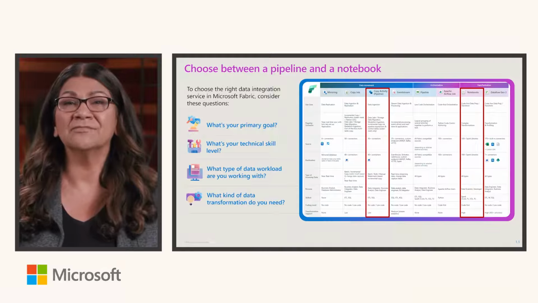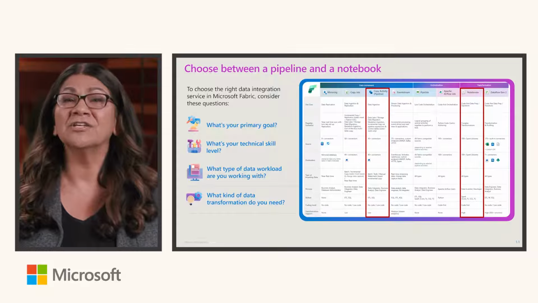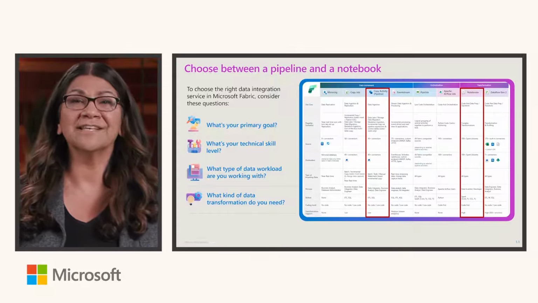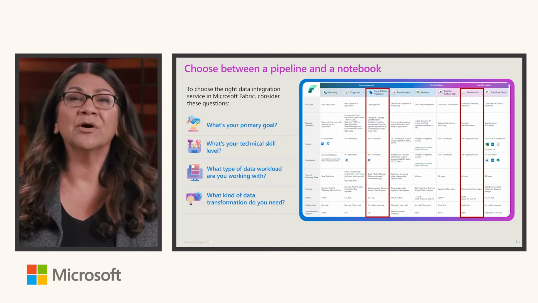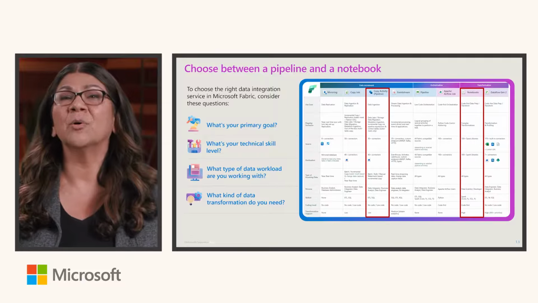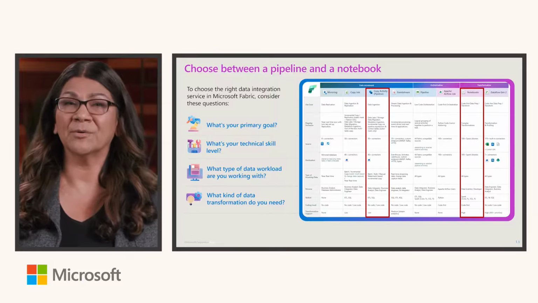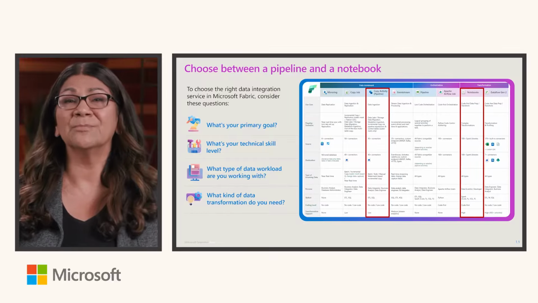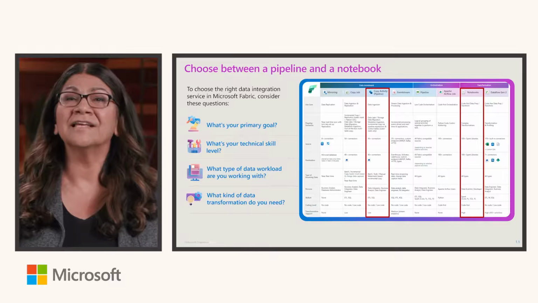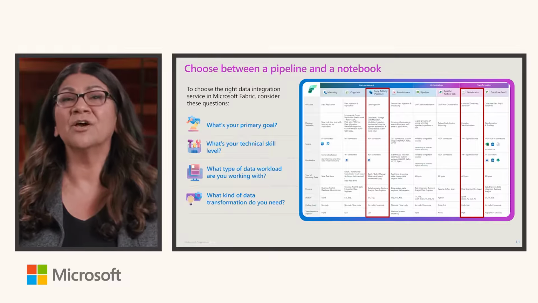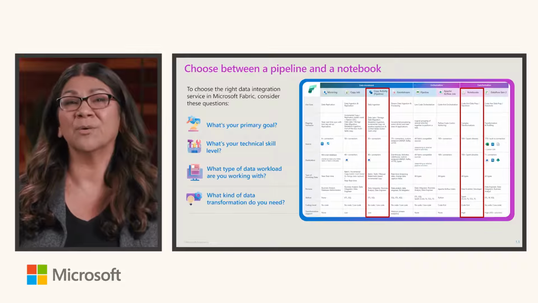Pipelines are ideal for low-code orchestration, letting you group multiple activities and connect to any Fabric-compatible source or destination. They're perfect for data integrators, business analysts, and data engineers who want to automate workflows without heavy coding. Notebooks, on the other hand, are code-first and best for complex data preparation and transformation. They leverage Spark libraries and are suited for data scientists and developers who need advanced, customizable processing.